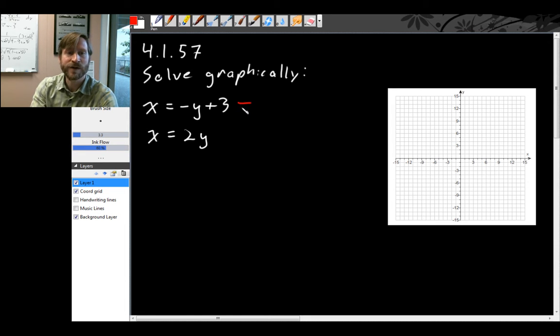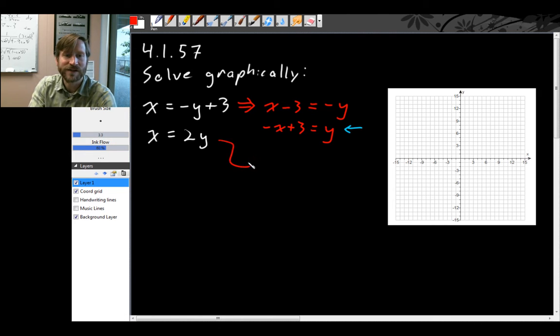So for the first one, we will subtract 3 from both sides. x minus 3 equals negative y. And then multiply both sides by negative 1. And that gives us negative x plus 3 equals y. So there's our first equation right there. And for the other equation, we'll just divide both sides by 2. We get 1/2 x equals y. And there's the second equation.